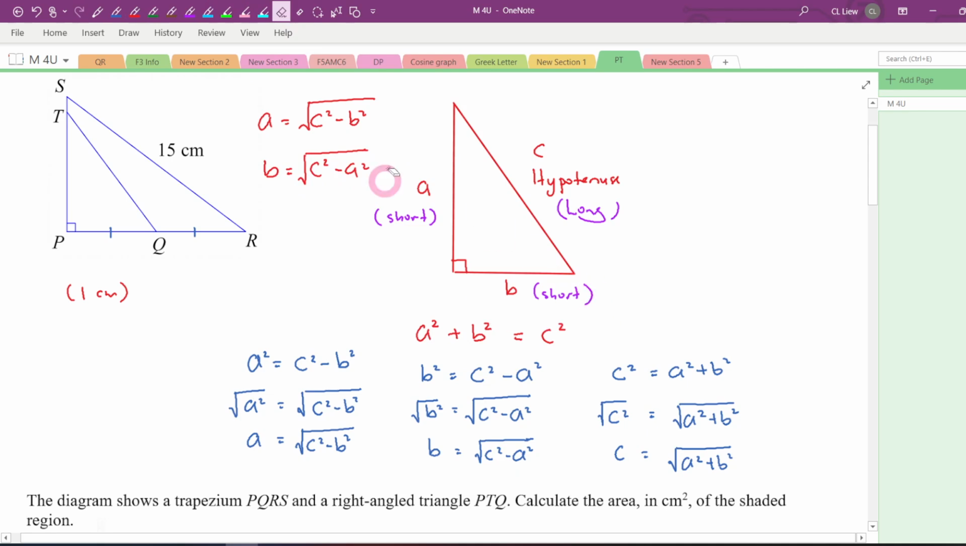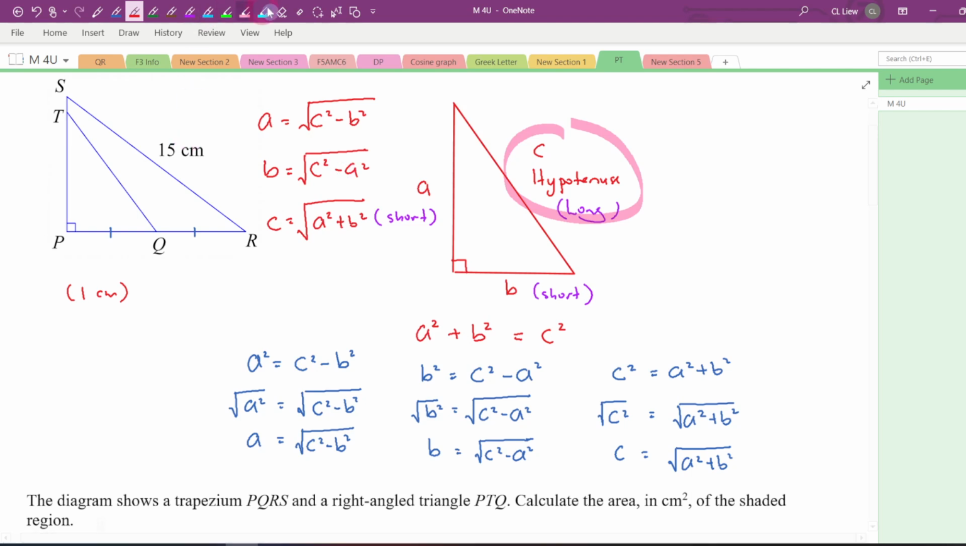So how about if you want to find the length for this side? So ask yourself, long or short? Long, right? Which is opposite the right angle. So long, plus. So C is equal to A squared plus B squared, and then square root this whole thing. Okay, is this correct? Yes, correct. So this is another way to help you to get the answer faster, and I think it's easier.